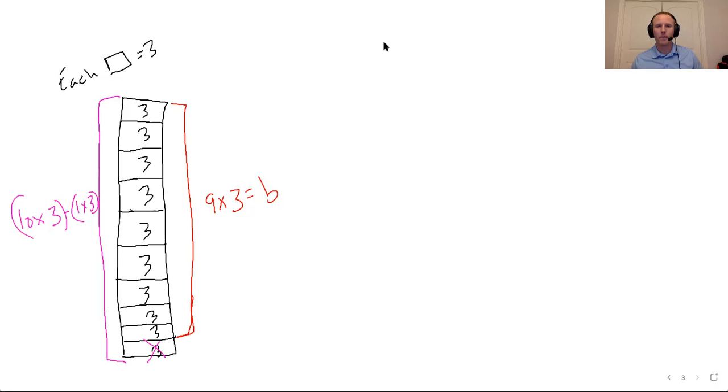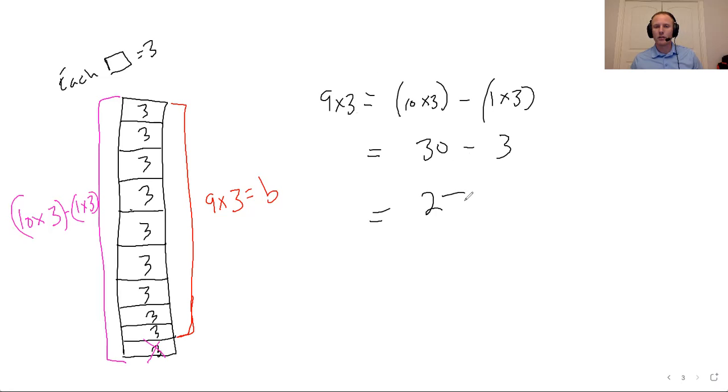Okay, let's do it. So 9 times 3 equals 10 times 3 minus 1 times 3, which equals: 10 times 3 is 30. 1 times 3 is 3. 30 minus 3 is 27. So B equals 27, because we had initially used B as our variable there.